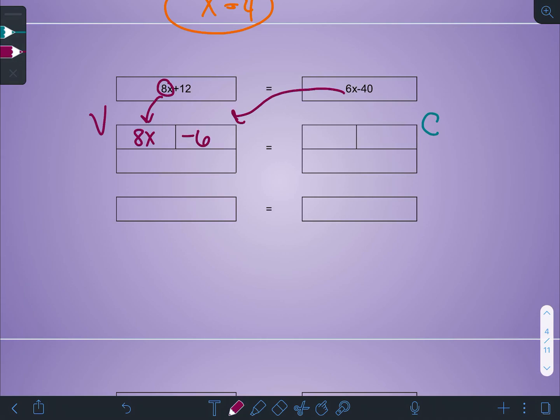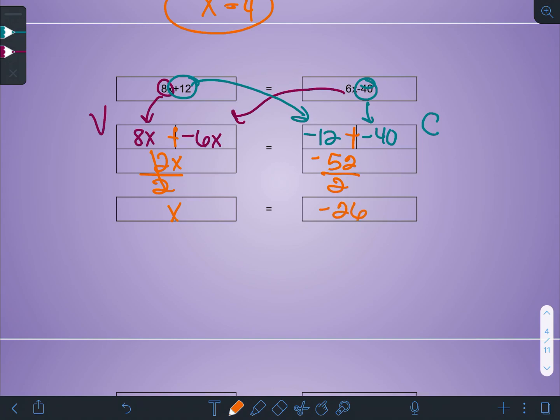So I'm going to take the opposite of it. So negative 6x. I have this negative 40 that I'm just dropping down. And then I have this 12 that I'm bringing to the opposite side. So I've got to take the opposite. So a negative 12. I'm now going to combine my like terms. 8x plus a negative 6x is 2x. Negative 12 plus negative 40 is a negative 52. And then I'm going to, easy 6th grade equation, divide by 2, divide by 2. Those cancel, and x is equal to a negative 26.